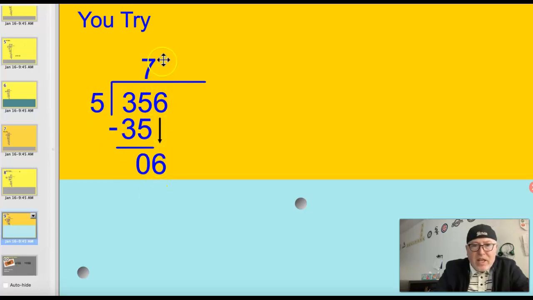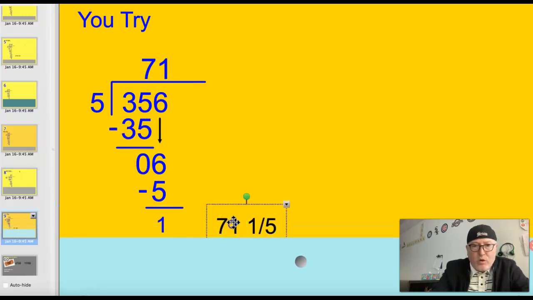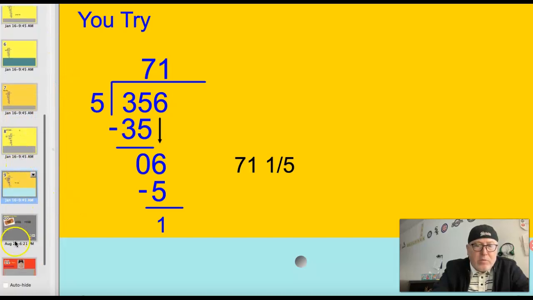Does 5 fit into the 6? Yes, it fits in there one time. We subtract out the 1 times 5, which is 5. We have 1 left over. So here's our answer again. The 5 doesn't fit in here, so we're done. We're at 71 is our answer, and we have 1 part out of 5 left. 7 1/5.